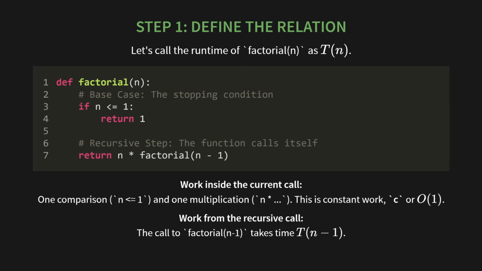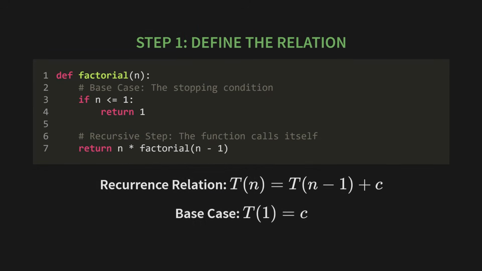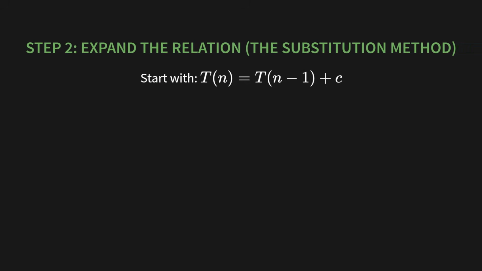So let's put it all together. Here is our recurrence relation. T of n equals T of n minus 1 plus c. And our base case, when we stop, is T of 1 equals c. This formula is the mathematical soul of our code. Step 2. Expand the relation.